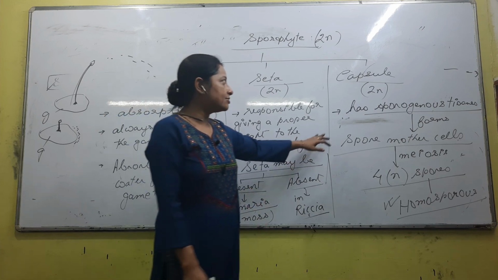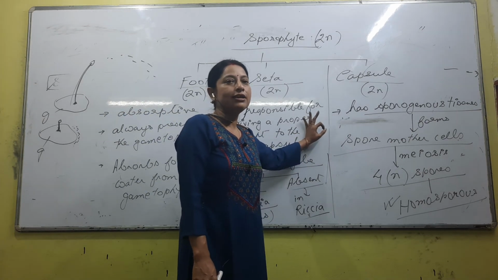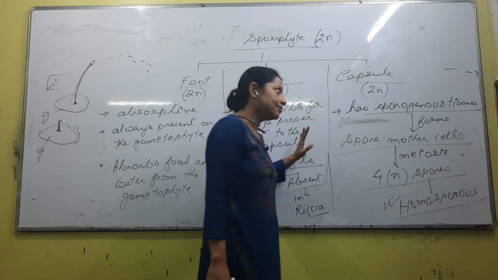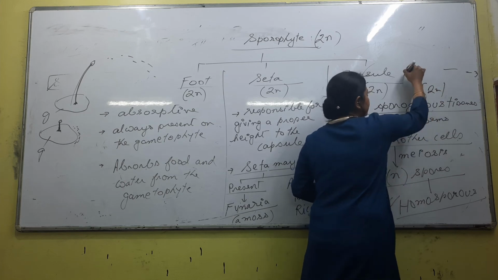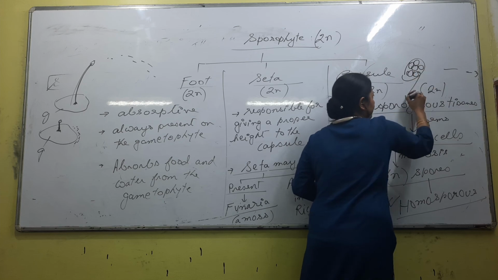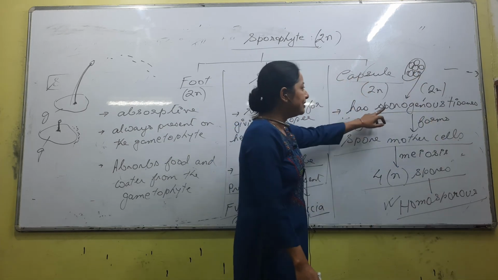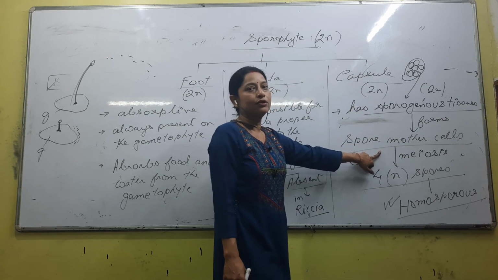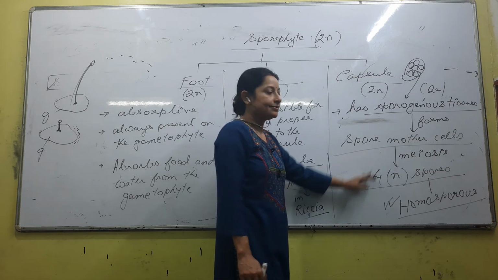Okay, coming to this capsule. What is the ploidy of the capsule? Twice n. What is the ploidy of the sporogenous tissues? Because what are sporogenous tissues? The cells inside the capsule, what did we call those cells? Sporogenous tissues. So what will the ploidy be? Twice n itself, right? This sporogenous tissue would ultimately convert itself into spore mother cells. What is the ploidy of the spore mother cells?